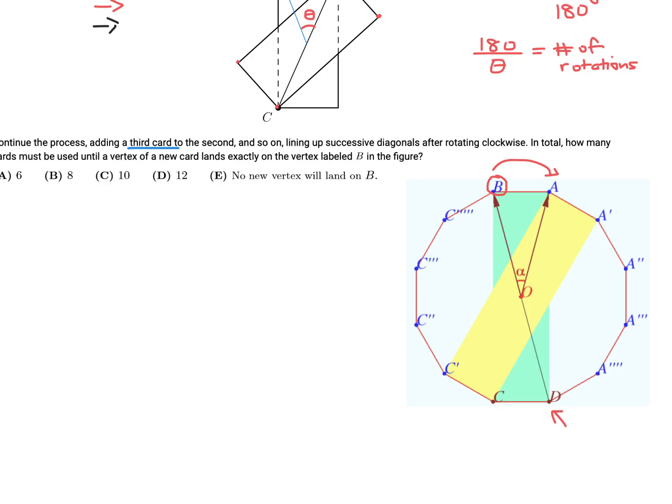Let me just draw in a line to show. It'll be kind of like this. You see what I mean? It wouldn't be identical, obviously, but the vertex would at least land back on the original, and that's exactly what the question is saying: until a vertex of a new card lands exactly on the vertex labeled B in the figure.